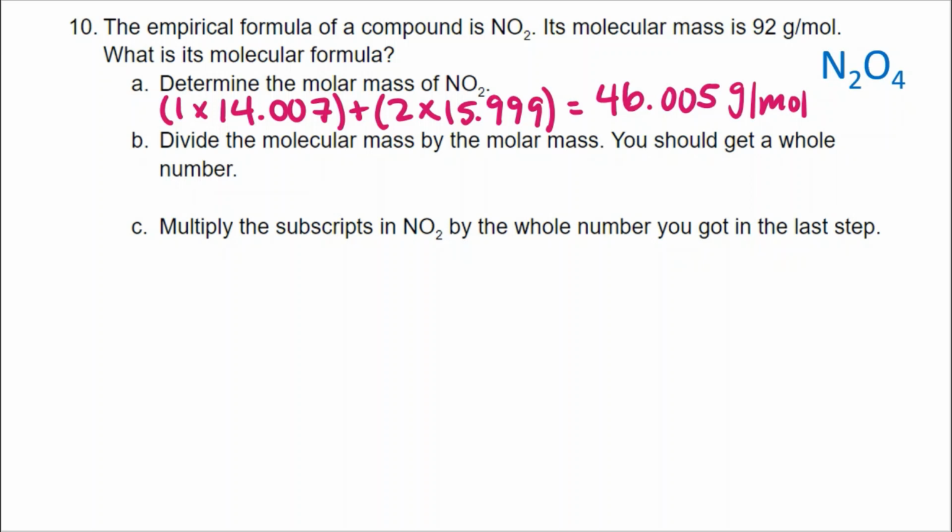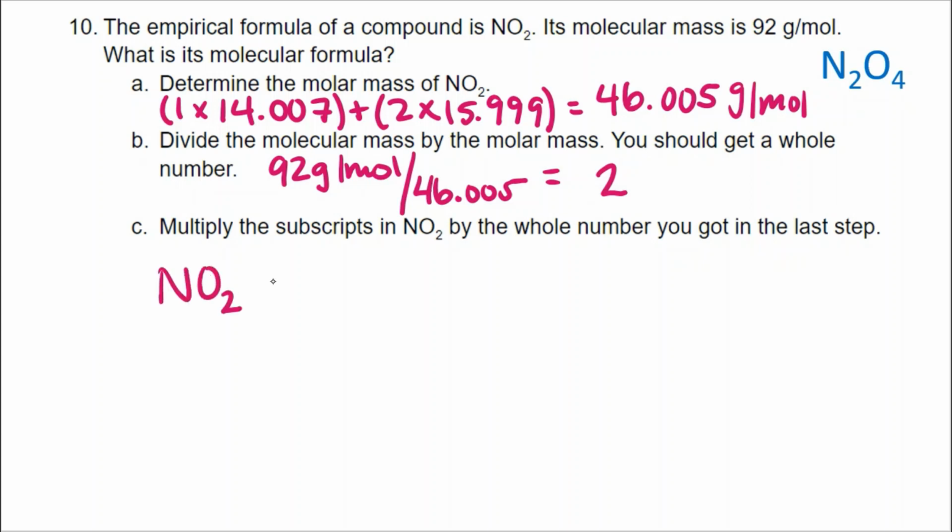Now, we want to know how many times NO2 goes into the molecular mass. So I'm going to take my molecular mass, which is 92 grams per mole, and divide that by my empirical mass. When we solve this, we end up with 2. So I'm going to need to multiply the subscripts in this formula by 2. So I'm going to get N2O4.